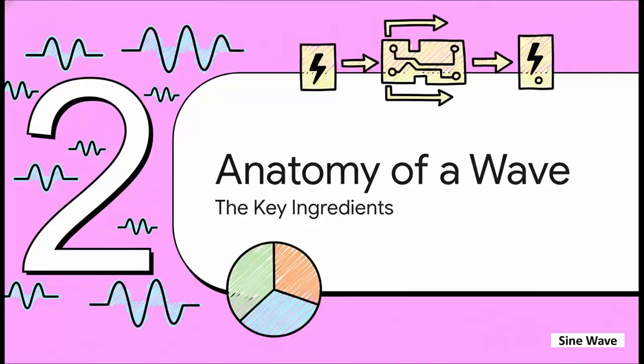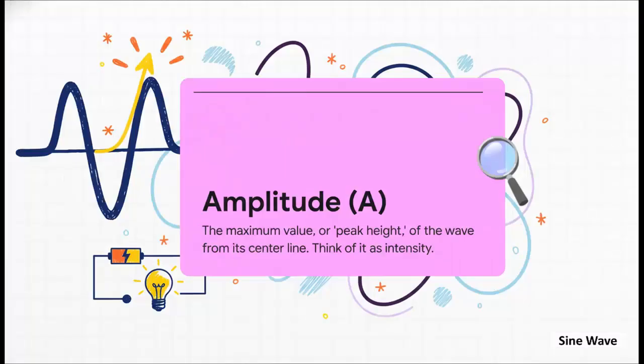Let's look at its essential parts. There are just a few key terms we need to know so we can speak its language. First up is amplitude. Just think of this as the wave's strength, or its height. It's how high the wave gets from that center resting point. In electrical terms, you can think of amplitude as being related to the voltage.